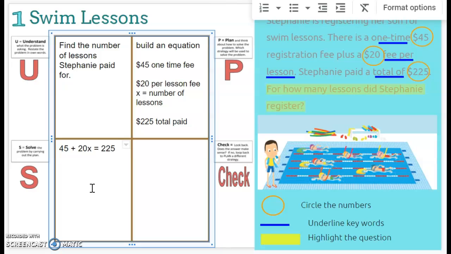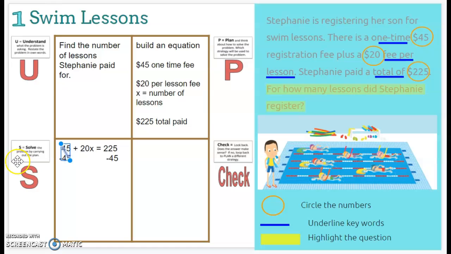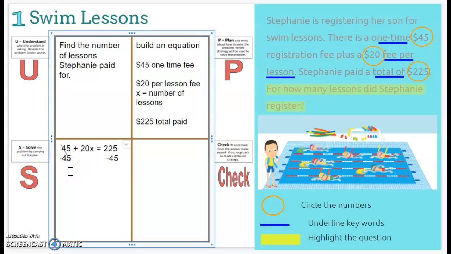So now I need to solve my equation. Remember, what I do to one side, I have to do to the other side of this equation. So I'm going to minus 45 because that's my inverse operation of the adding 45. On the other side of the equal sign, I am also going to subtract 45. So that will cancel this out right here. So now that's canceled. That is 0.